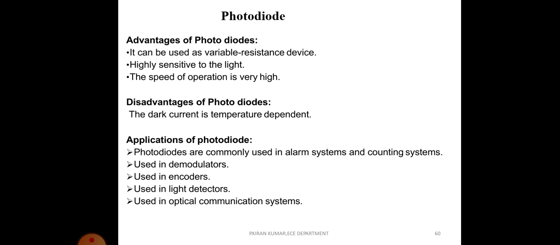Applications of photodiode: photodiodes are commonly used in alarm systems and counting systems. They are used in demodulators, encoders, light detectors, and optical systems.